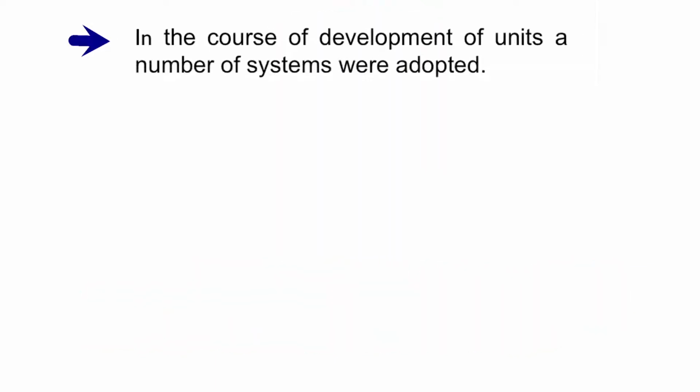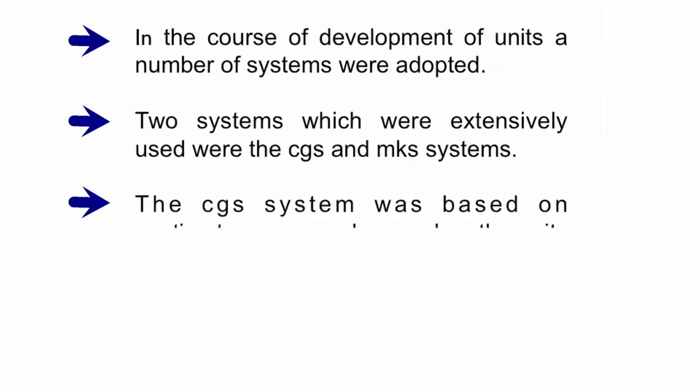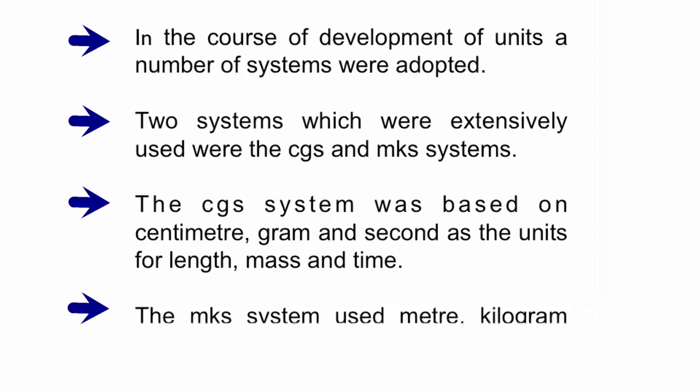In the course of development of units, a number of systems were adopted. 2 systems which were extensively used were the CGS and MKS systems. The CGS system was based on centimeter, gram and second as the units for length, mass and time. The MKS system used meter, kilogram and second for the same.